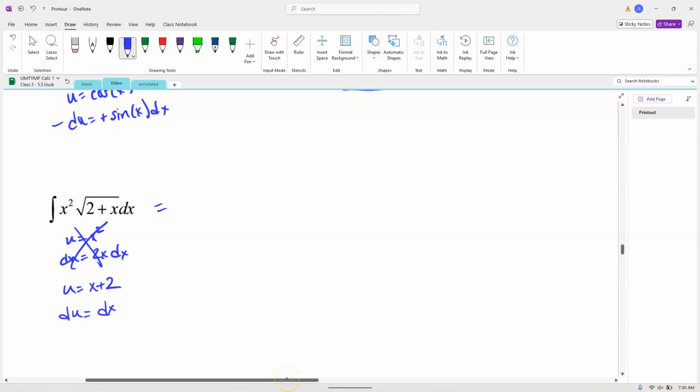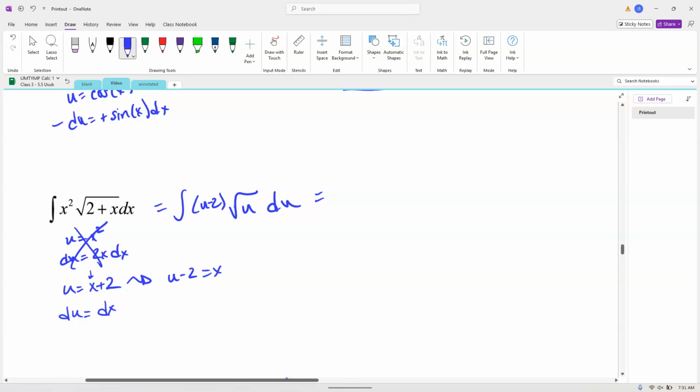Okay, let me just write this out. So this would be the integral of square root of u du. How do I do x squared? Oh, wait, from here, if I isolate x, I could do u minus 2 is equal to x. Does that work? Actually, it's not bad.